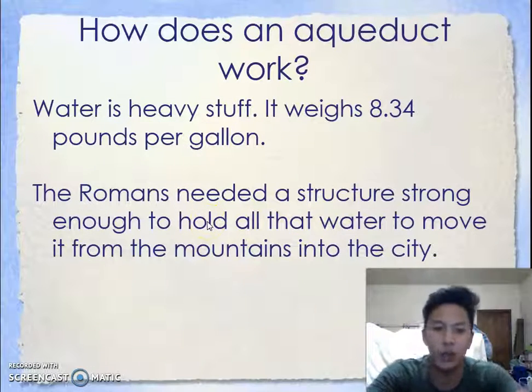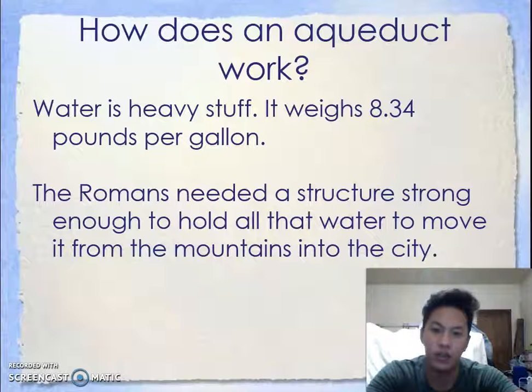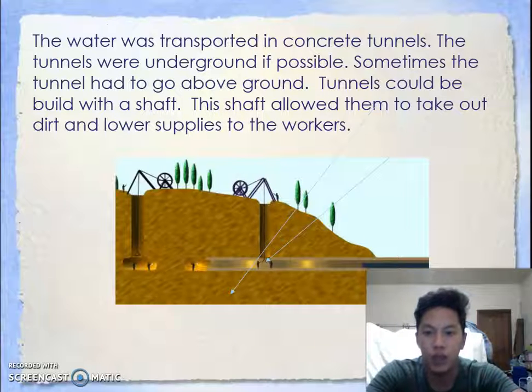How does an aqueduct work? Water is a heavy stuff. It weighs 8.34 pounds per gallon. The Romans needed a structure strong enough to hold all the water to move it from the mountains into the city. The water was transported in concrete tunnels.